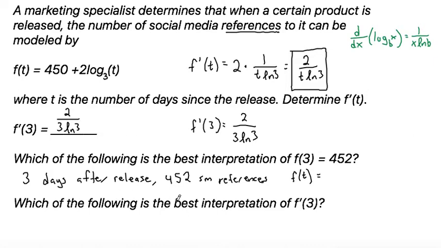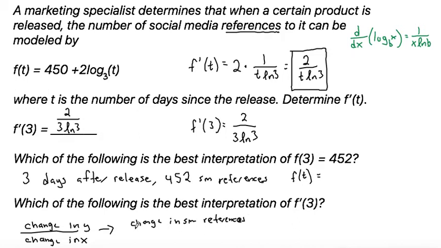Okay, and then which of the following is the best interpretation of f prime of 3? So now we're looking at the derivative. The derivative is the change. The derivative means the change in y over change in x, essentially. So the y is the social media references. So that would be basically the change in social media references per day.